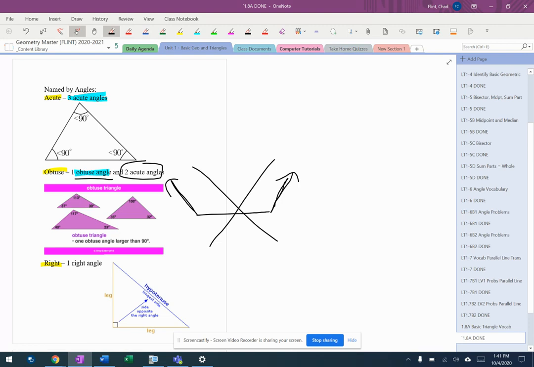I've never seen the question, but you never know. If a question on an exam or a test or a quiz or whatever said, what is the minimum number of acute angles that a triangle has to have to exist? It's not zero, it's two.